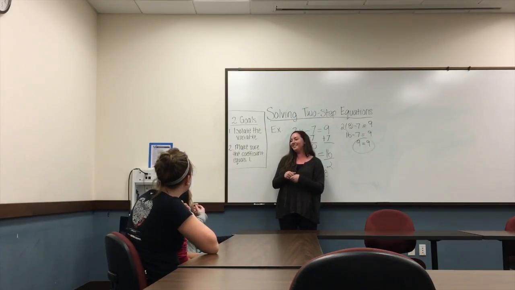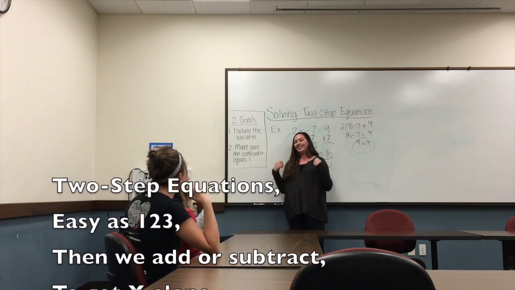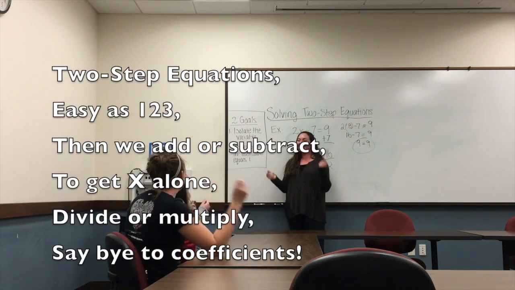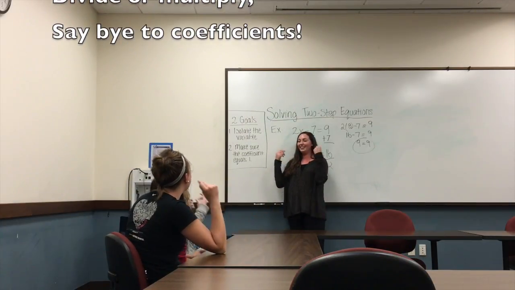Good. One more time? Okay. Two-step equations, easy as 1, 2, 3. Then we add or subtract to get x alone, divide or multiply, say by the coefficients.